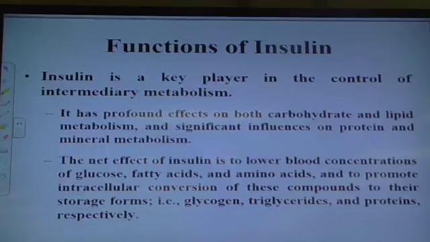But the net effect of insulin is to lower blood glucose concentrations, fatty acids, and amino acids, and to promote conversion of these compounds to the storage form. In other words, what's the storage form for glucose? Glycogen. What's the storage form for fatty acids? Triglycerides. And what's the storage form for amino acids? Proteins. And so is this also helping to build up that target cell? Yes. So basically it's a beneficial effect to build the cells as far as giving them energy, but also giving them substrates to be able to multiply and all this type of thing.